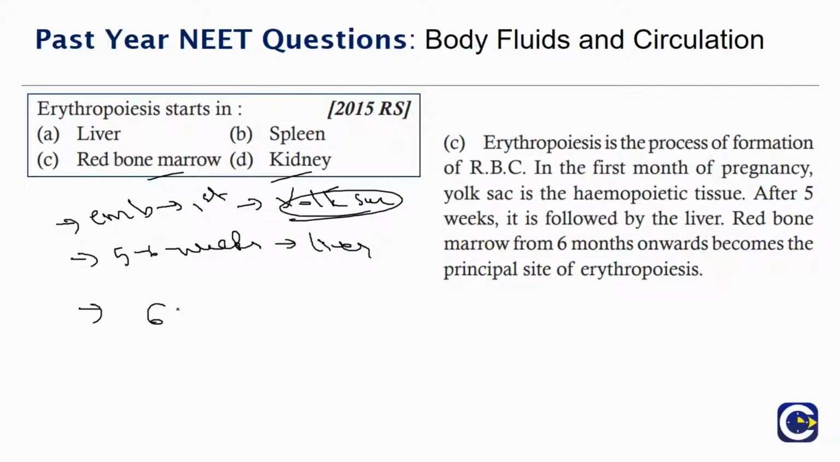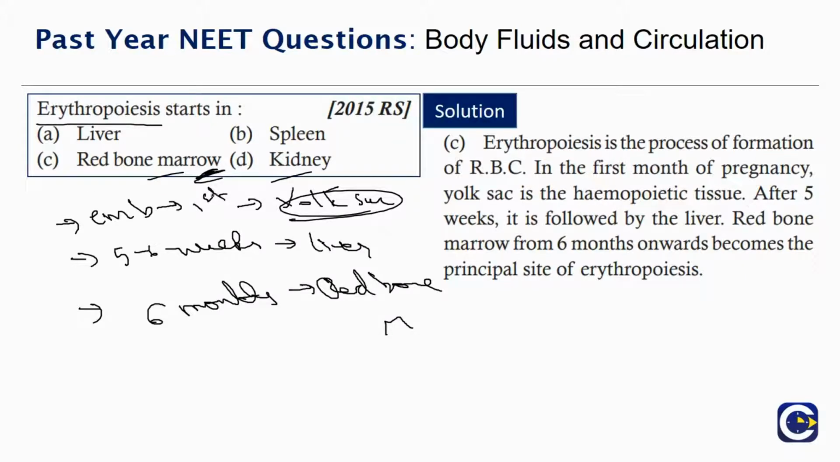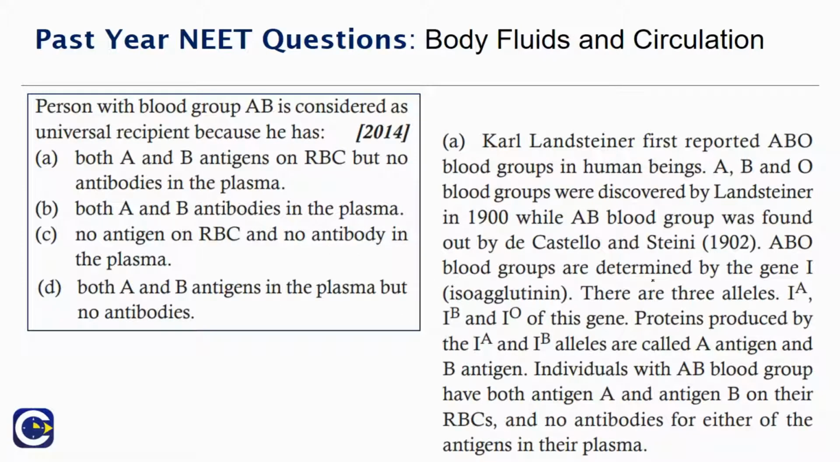And then after 6 months, it's by the red bone marrow only. Throughout the lifetime, it is only by red marrow. So primarily, only red bone marrow we have to consider as the erythropoietic organ. So the answer is option C. Erythropoiesis is the process of formation of RBC. In the first month of pregnancy, yolk sac is the hematopoietic tissue. After 5 weeks, it is followed by the liver. Red bone marrow from 6 months onwards becomes the principal site of erythropoiesis. So the option is C.